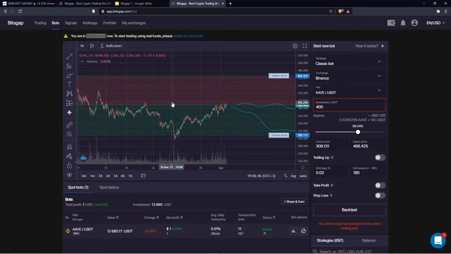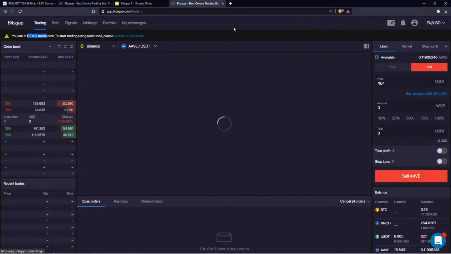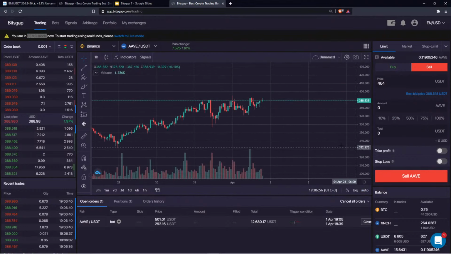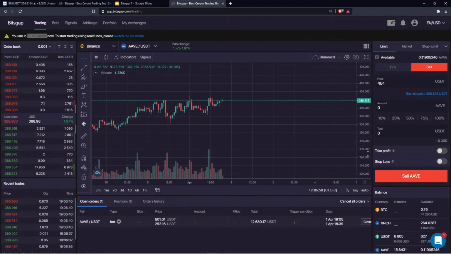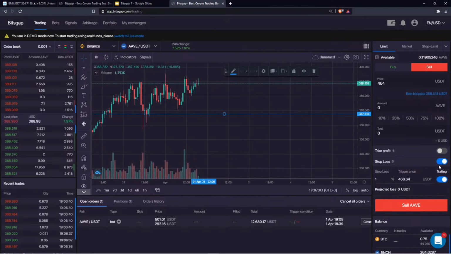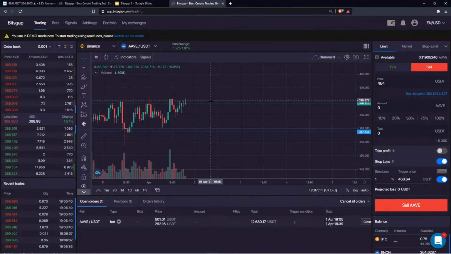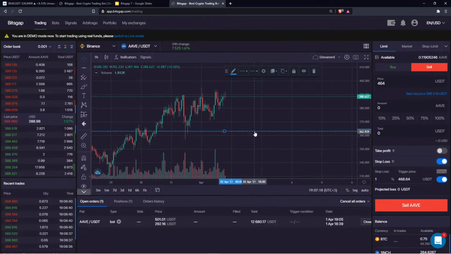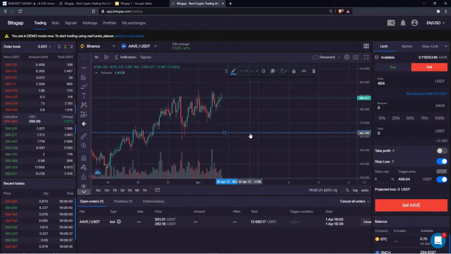So yeah, there is a question about the trailing stop loss in smart trading. The thing about the trailing stop loss is that, for example, let's say you set your stop loss, and by the way, you set the trailing over here. So this is where you set your stop loss with the trailing enabled. Let's say you want to buy at the current price and you want to set the stop loss for AVE, maybe in this area, 363. Let's make it red.